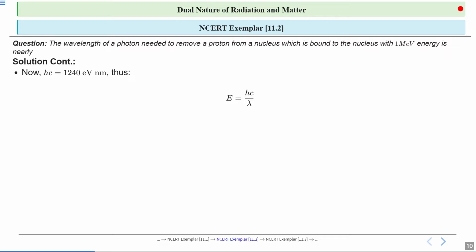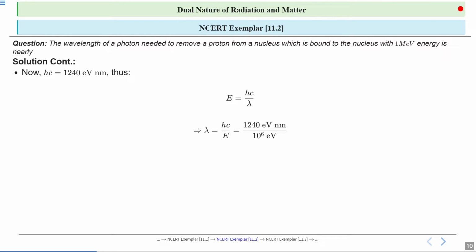So let's write the key formula, E equals hc divided by lambda, where E is the energy of the photon. We have calculated the value of hc in electron volt nanometer, so we will not convert the energy into joules. We will keep it in electron volts. Here h is Planck's constant, c is the speed of light, and lambda is the wavelength.